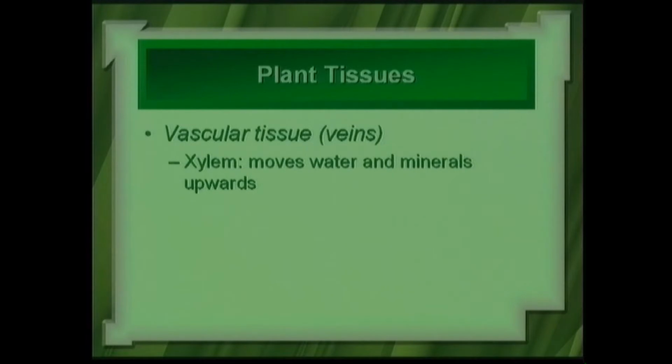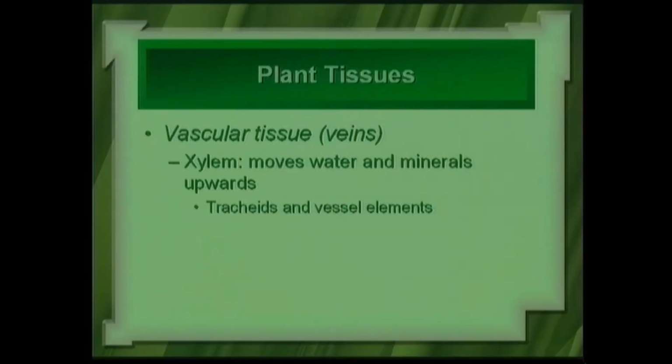In flowering plants especially, you have xylem. So what does xylem do? Xylem moves water. It actually brings up water from the soil, moves it through the root, through the stem, into the leaves, and out of the leaves through the stomates. Xylem also moves dissolved substances such as minerals that the plant takes up from the soil around it or from wherever it's growing.